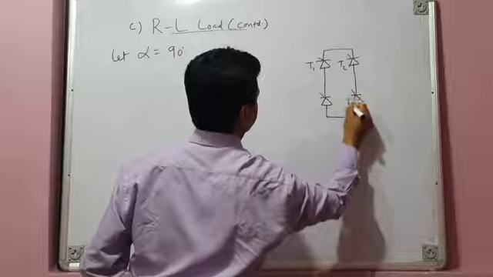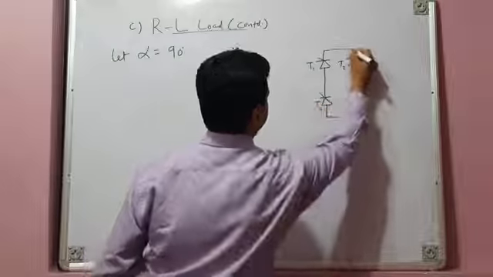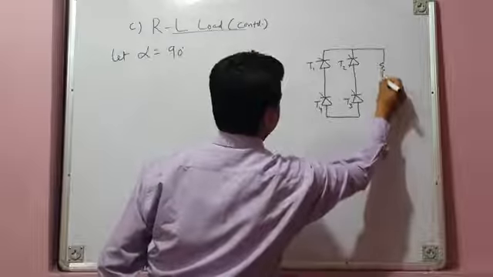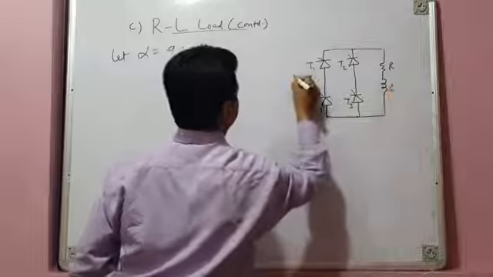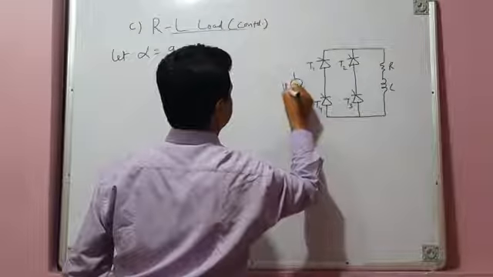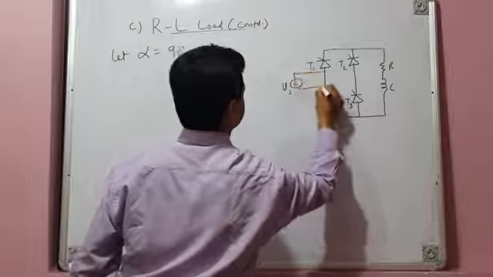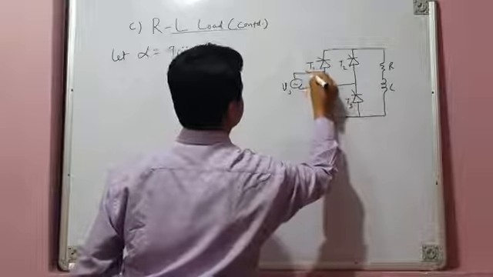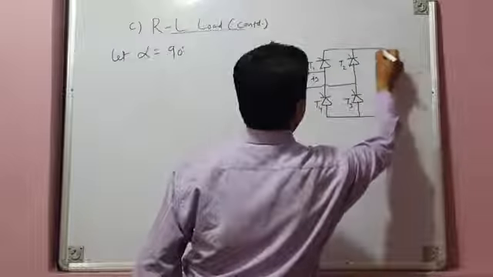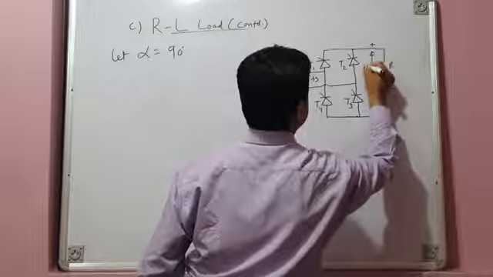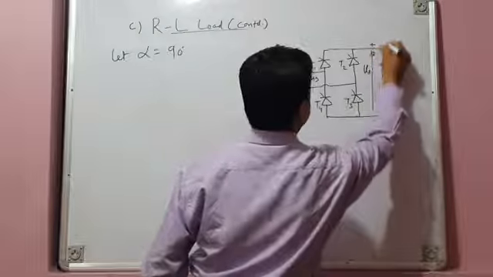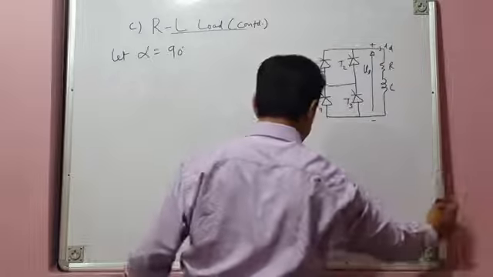T1, T2, T3, and T4. And this is my load RL. This is the source voltage Vs. Source current is Is. This is positive bus, this is negative bus. My load voltage is Vd and load current is Id.